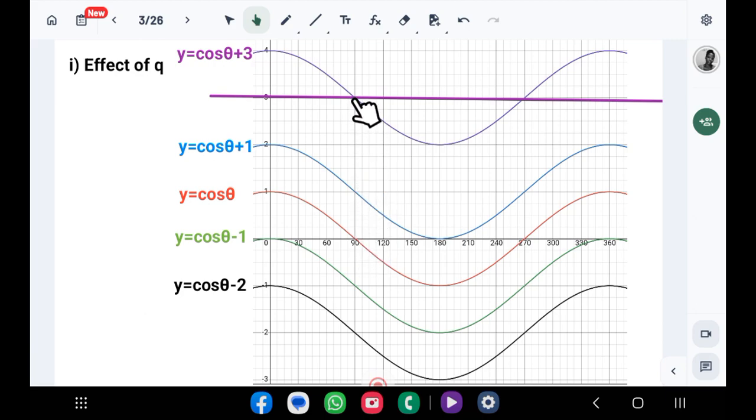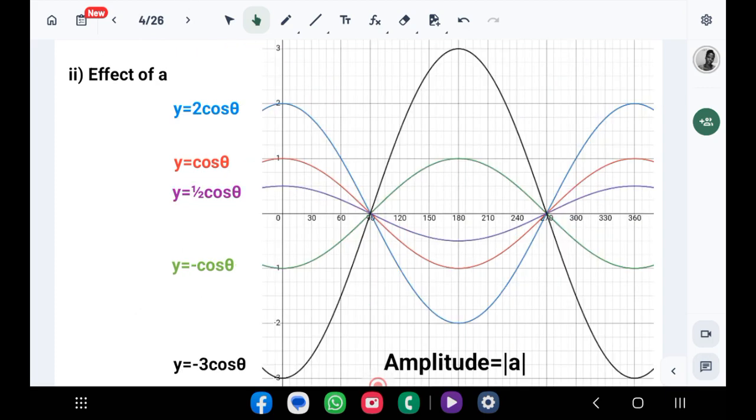But at this point here, the intersection between the point of rest and your 90 degrees is 90 degrees, 3, which is your q. Same story if your y equals cos of theta minus 1, that means your graph was shifted 1 unit down. Now let's look at the effect of a.